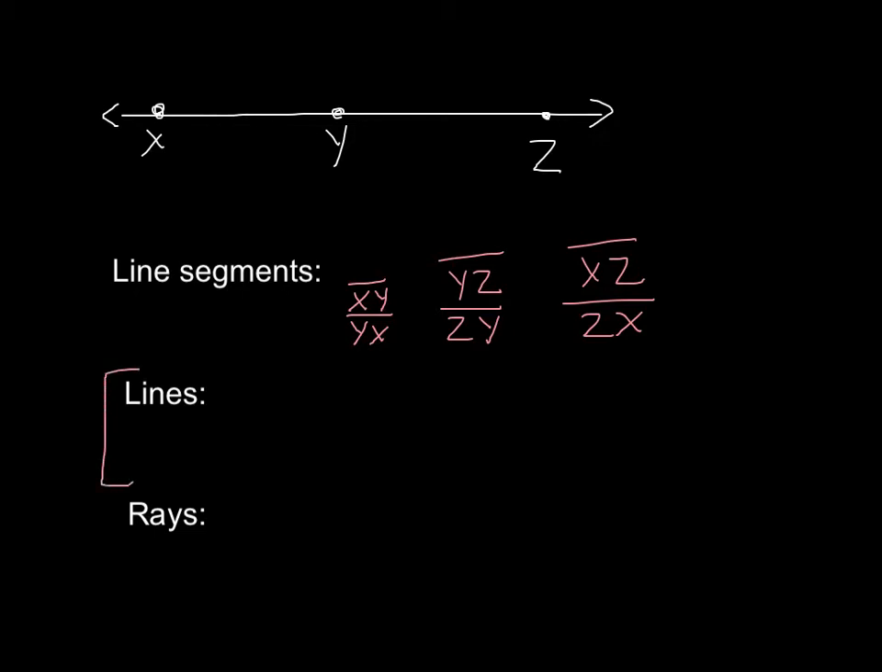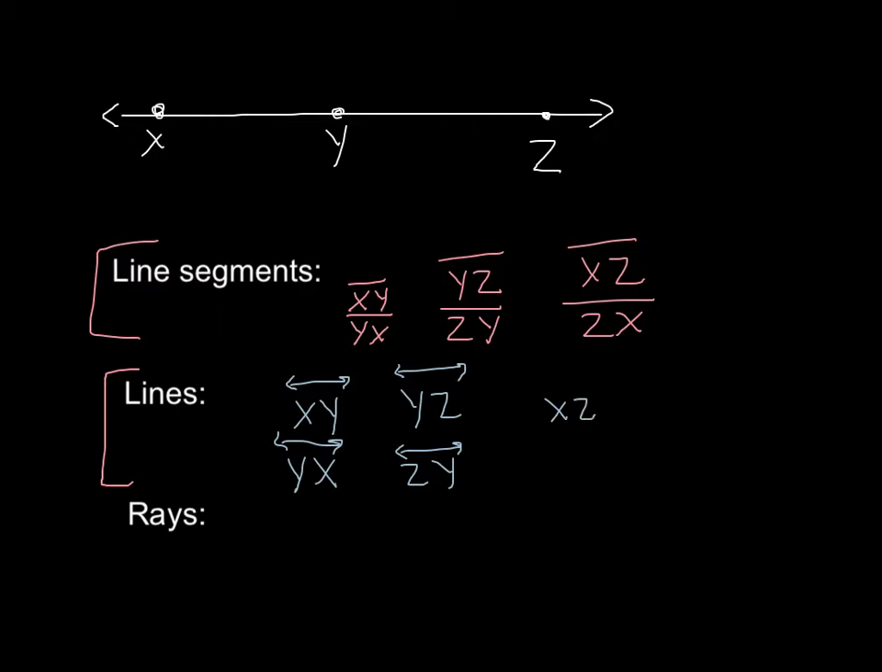Let's do the same now with the lines. Go ahead and turn and talk. What are all of the names for the lines up above? All of the names would be the same as what we had for the line segments, except this time, above each of the points, we need to have a continuing line. So we have XY, YX, YZ, ZY, XZ, and ZX.